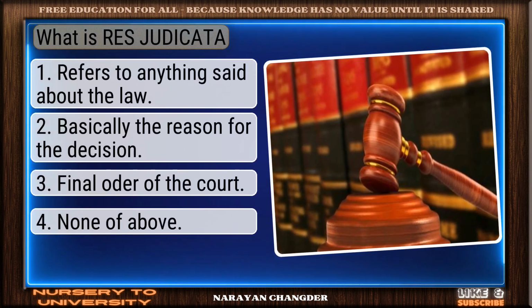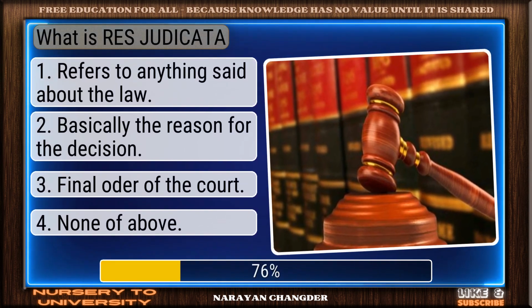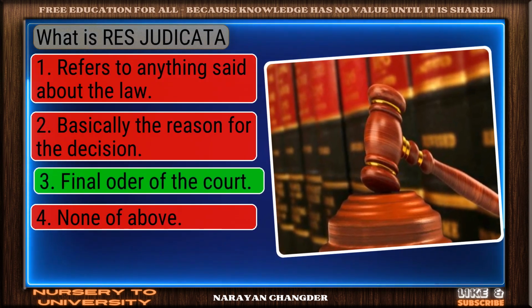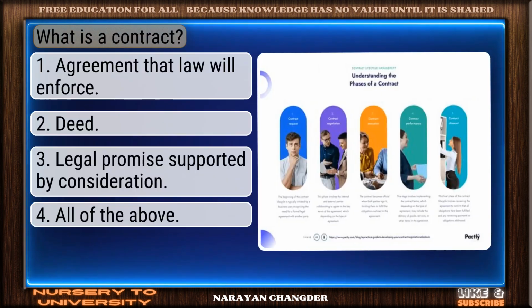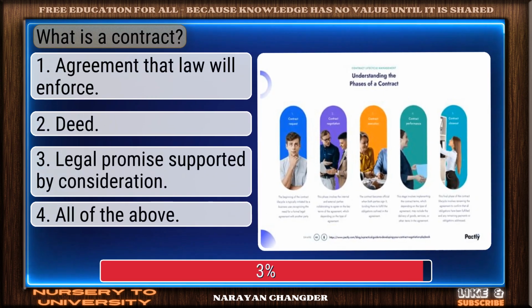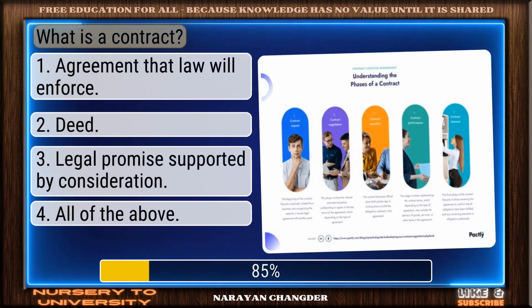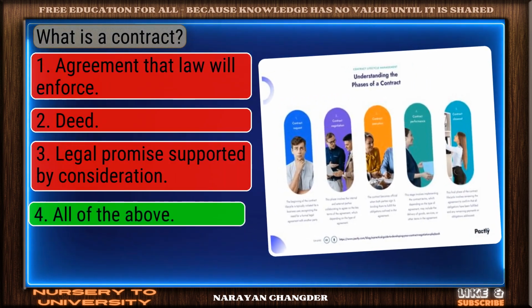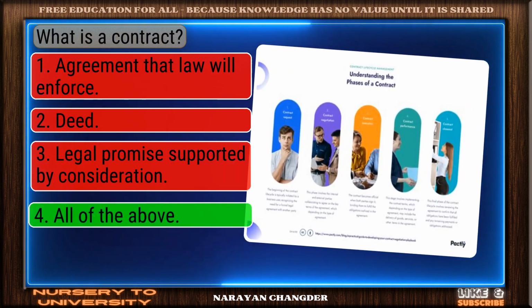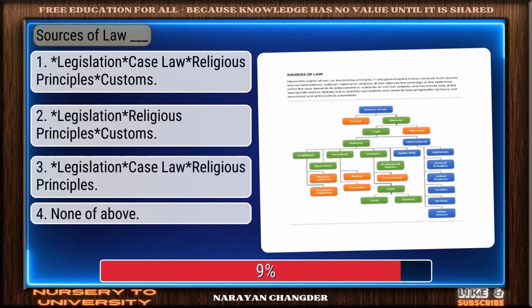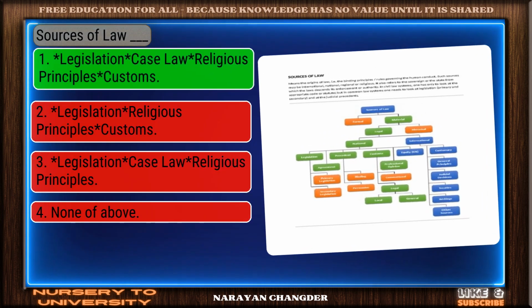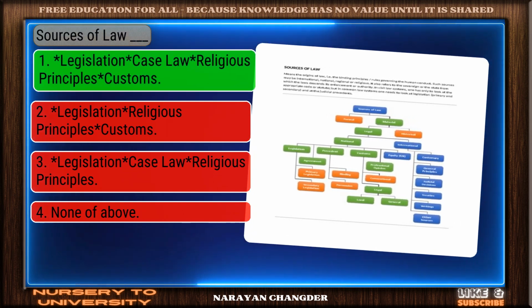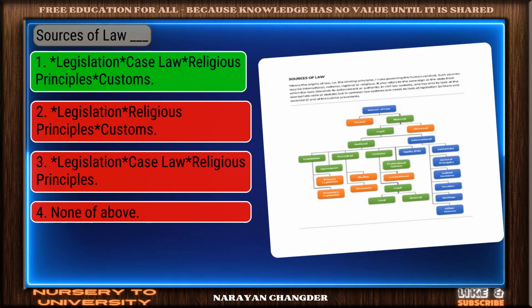What is res judicata? Good thinking. Final order of the court is the right answer. What is a contract? Good job. Your answer, all of the above, works well here. Sources of law dash. Valid point. Legislation, case law, religious principles, customs is true.